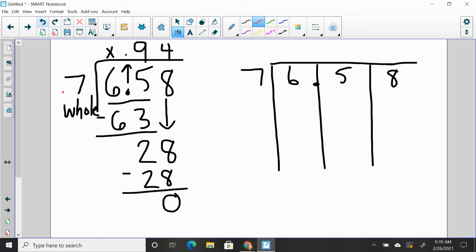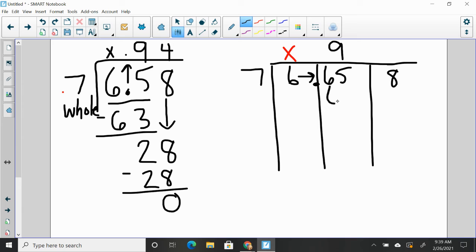And again, I'm starting with my first number in my first column. I don't have enough to make a group of 7, so nothing is going to go here. I am then going to just scooch the 6 over here to make that 65. How many groups of 7 can I make with 65? If you look back over here, we said 9. So 9 is going to go there.